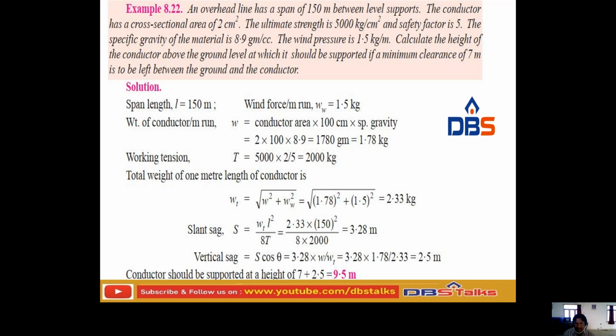Now the conductor height is 7 meters plus the vertical sag. We are getting vertical sag 2.5, so the total is equal to 9.5 meters.